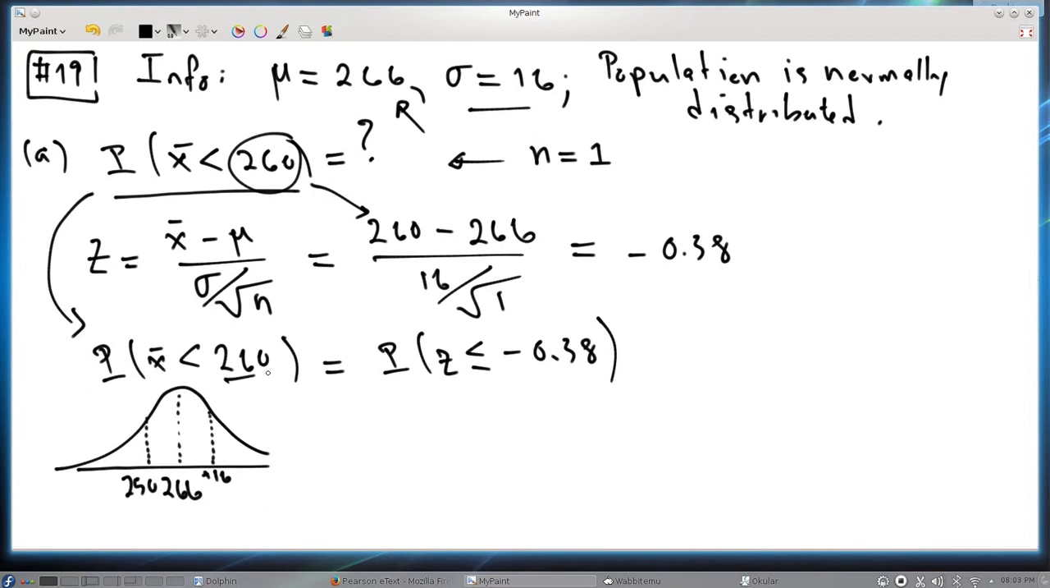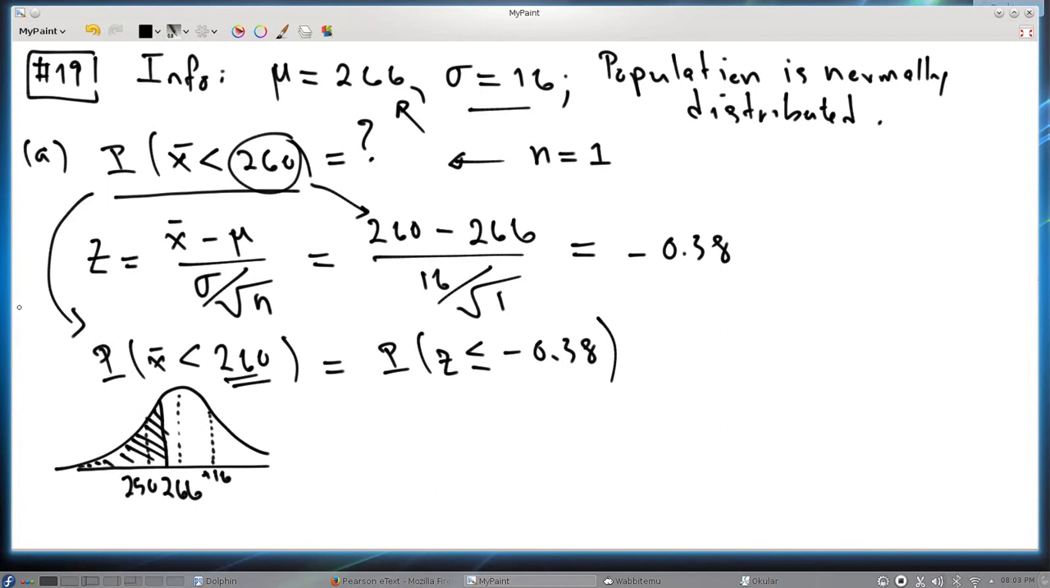So according to this expression, we are looking at a region of 260. If this is 250 and this is 266, then halfway between them, right here, somewhere around here, is 260. This is the region that we are interested in computing. The shaded region is what we are after.